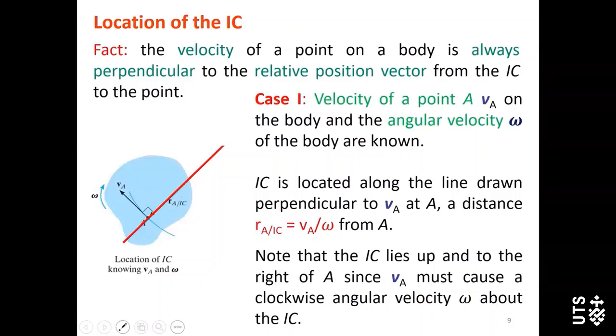Now, we still don't know where the IC is. Should the IC point be on the right side of VA or the left side of VA? We have to look at the direction of angular velocity. In this case here, this angular velocity is clockwise. Then that means the location of the IC point must be on the right side of VA.